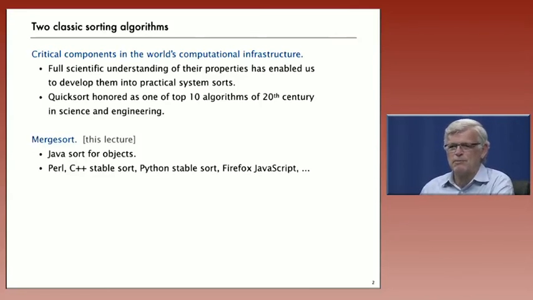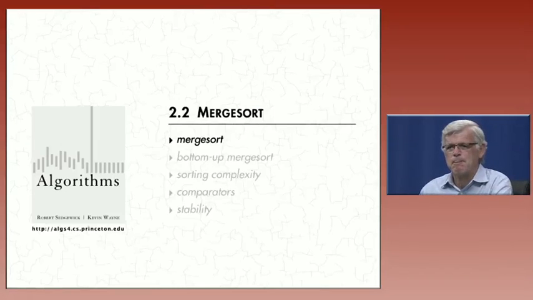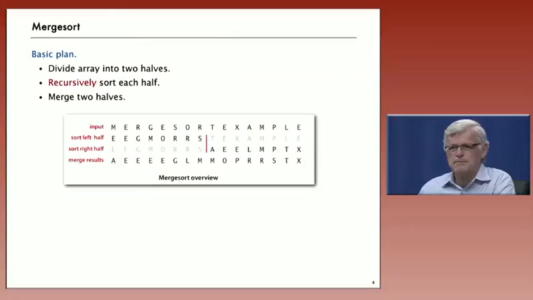In this lecture, we're going to look at merge sort, which is the basic sort in plenty of different programming systems, including Java. Next time, we'll look at Quicksort, which is also used in Java for different applications. All right, so basic merge sort algorithm, what's it going to look like? The idea is very simple. What we're going to do is divide an array into two halves, recursively sort each of the halves, and then merge the result. That's the overview of merge sort.